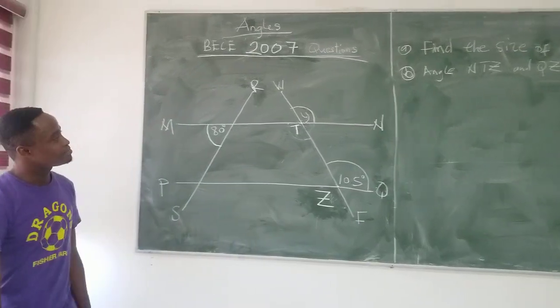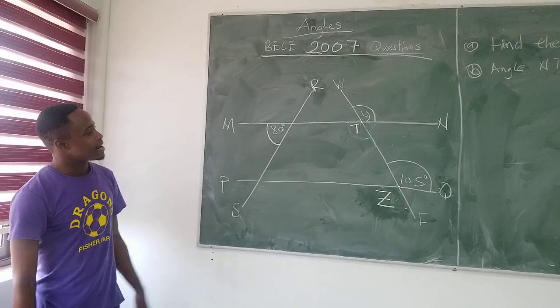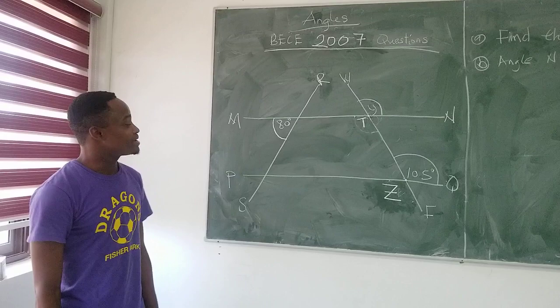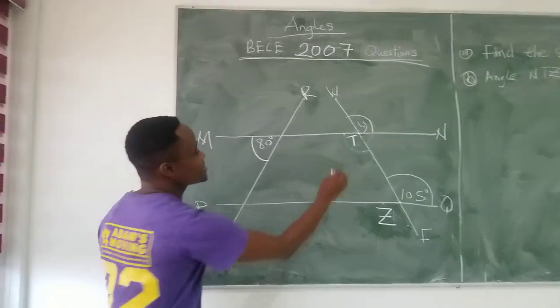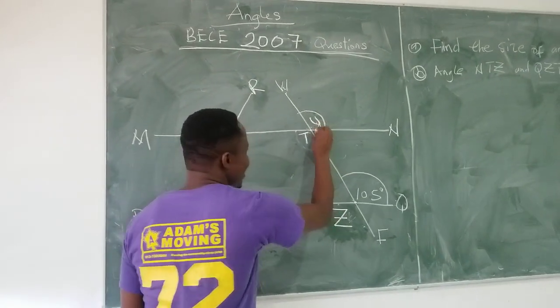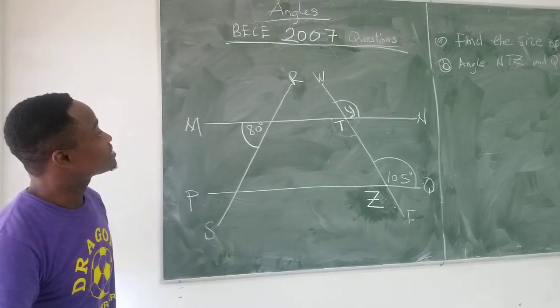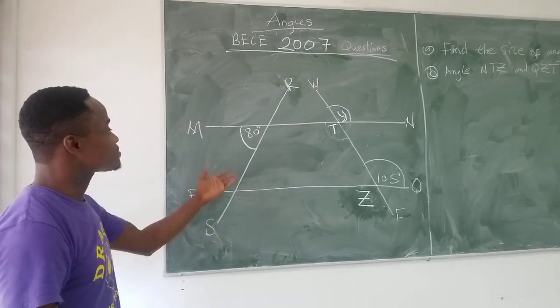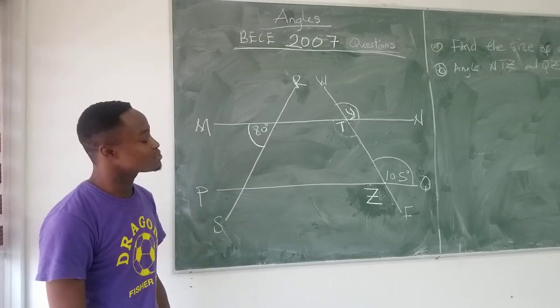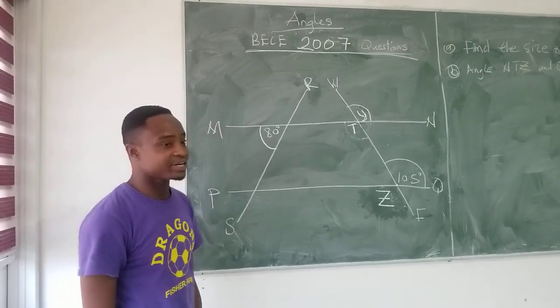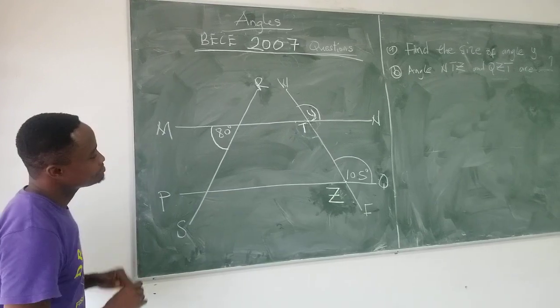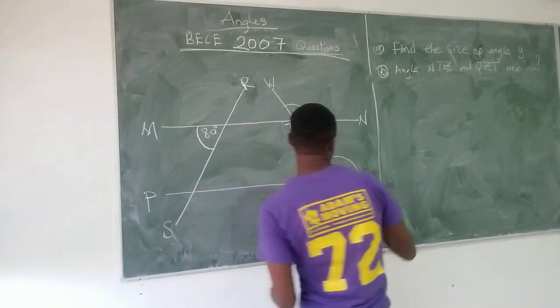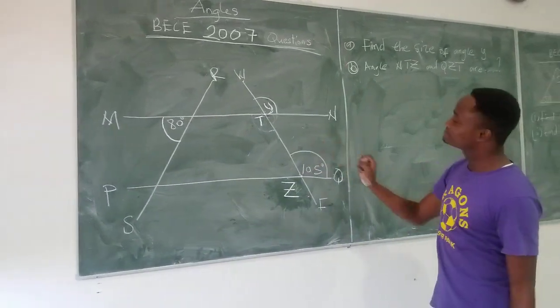This is the problem of the day: we have to find an angle, we have to find y. This is actually a 2007 BECE objective question, so you don't need to waste much time on it. You have to find the maximum time, or you have to minimize your cost.